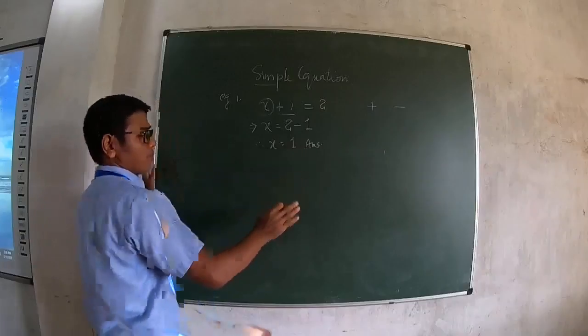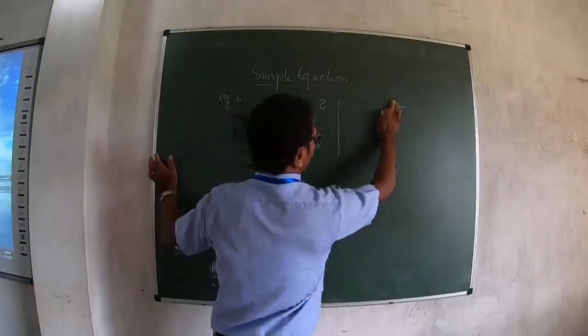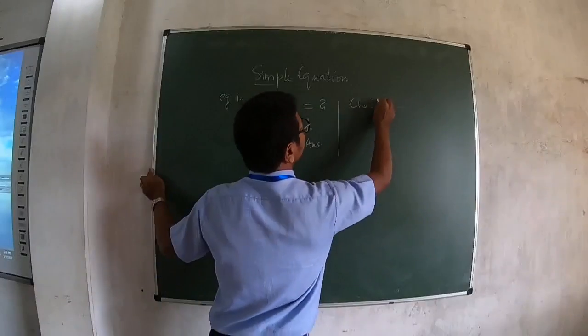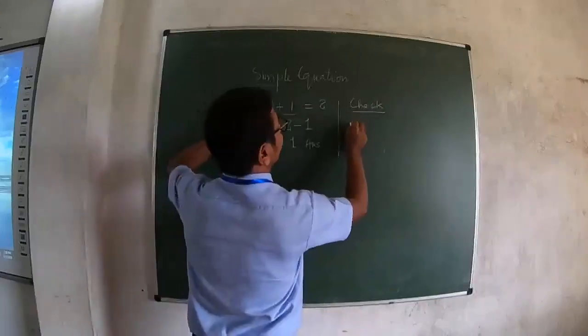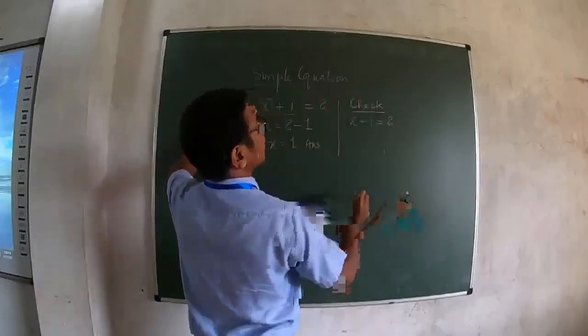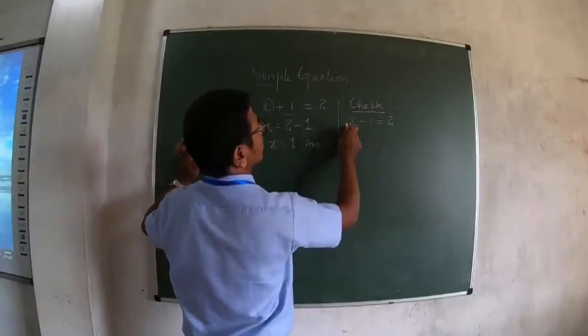Now, children, please see the checking portion. This is x plus 1 equal to 2. Please note the front portion of the equal to is called the left hand side.